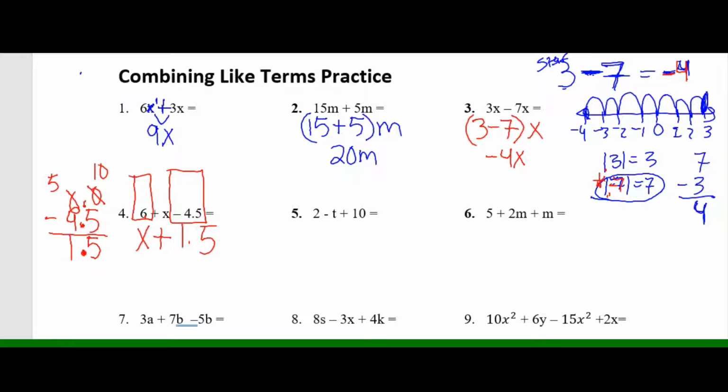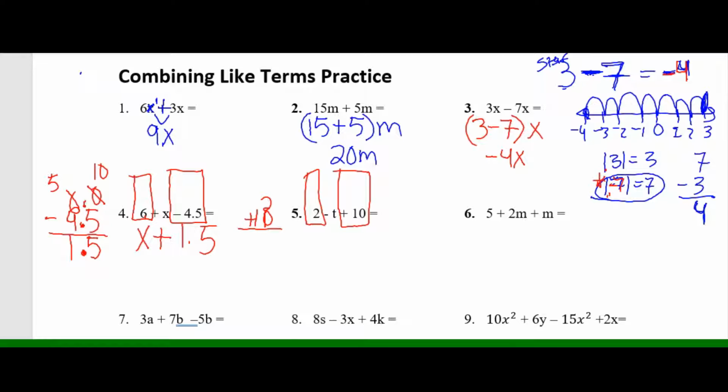The next one, we have to find our like terms. So I have a constant here, which is a 2, and a constant. Make sure you put the sign that's in front of it. So we have our 2, and then we have our plus 10. So we're going to combine 2 plus 10.